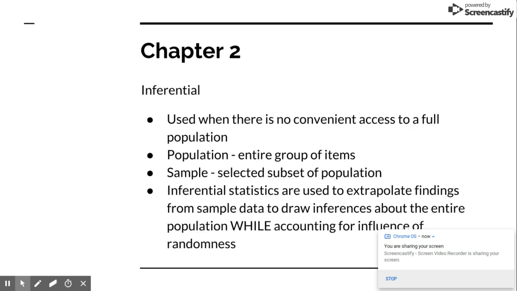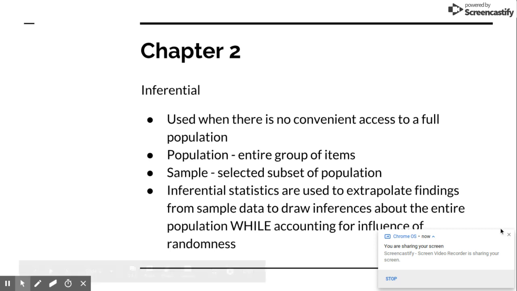The other branch is inferential statistics. These are used when there's no convenient access to a full population. And a population is an entire group of items. So if I wanted to study all of the women named Jennifer in the state of Massachusetts, I do not have convenient access to that entire population. So instead, I would identify a sample. A sample is a selected subset of a population.